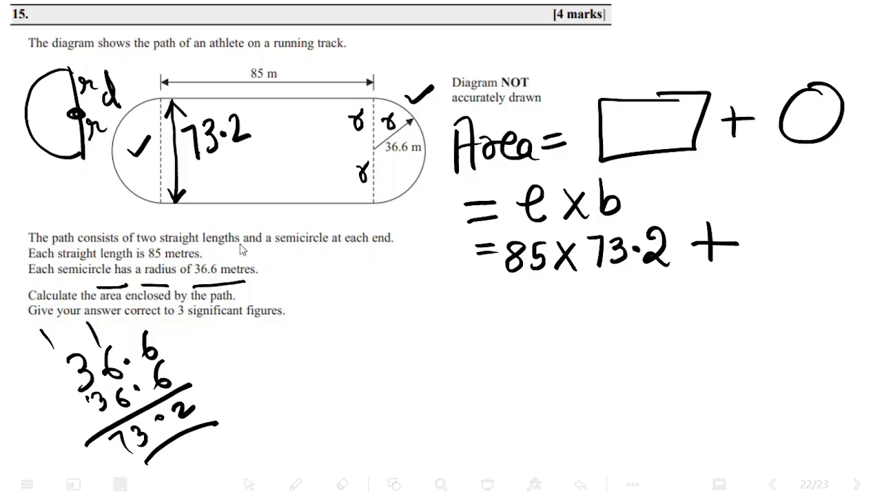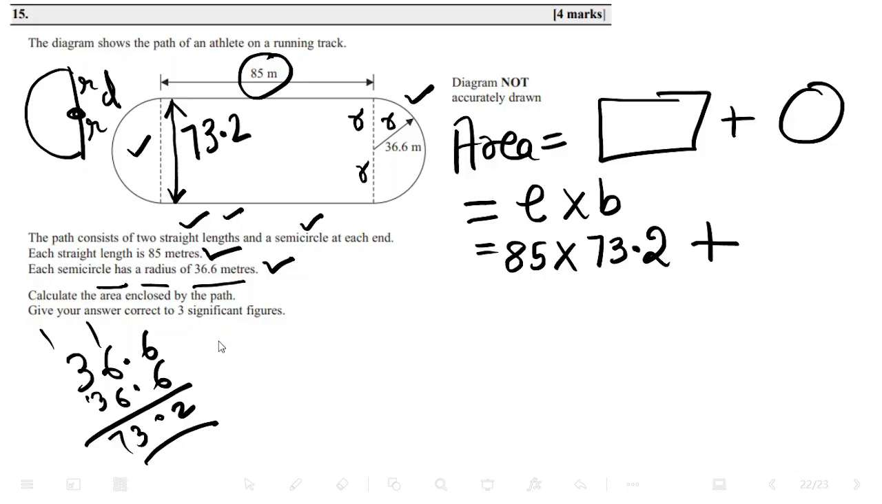Okay, let me see this question. Now see, the path consists of two straight lengths and a semicircle at each end. Each straight length is 85 meters. So this length is given as 85, right? Yeah. So that is the length of the rectangle. Each semicircle has a radius of 36.6 meters. Okay, this is the radius of this semicircle, right? Yes. Now see what they are trying to say.